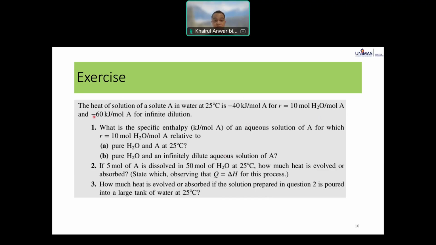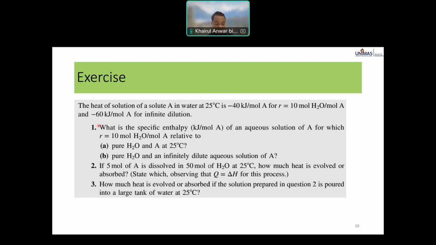Exercise. The heat of solution of solute A in water at 25 degrees C is -40 kJ per mole A for r equal to 10 moles H2O per mole A, and -60 kJ per mole A for infinite dilution. What is the specific enthalpy, in kJ per mole A, of an aqueous solution of A for which r equal to 10 moles H2O per mole A, relative to pure H2O and A at 25 degrees C? That one is -40.